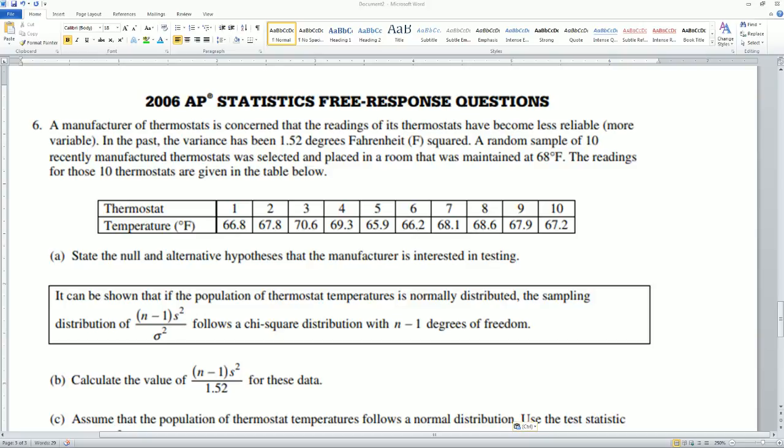Wait, H naught is less reliable? No, no, no. Remember, H naught is describing how things are right now. The status quo, right? So it's reliable? Yes. Like what I said before, right? And HA would be the thermostats are less reliable.